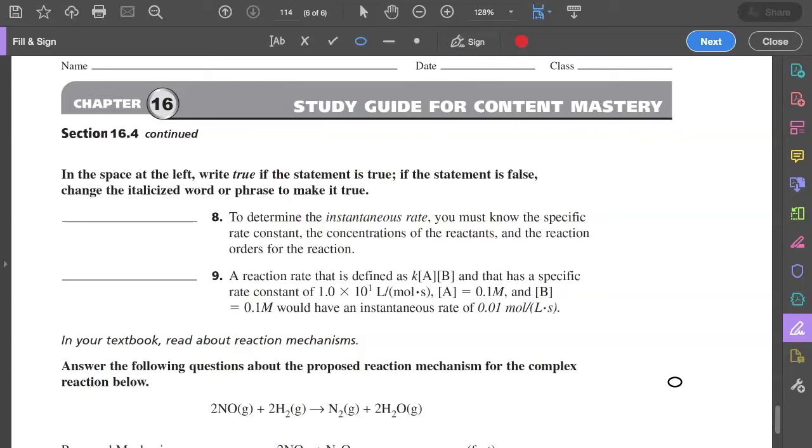Okay. Very short true-false section here. If it's true, we write true. If it's false, we change the italicized word or phrase to make it true.